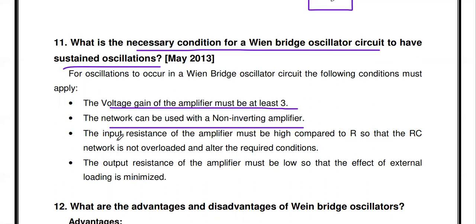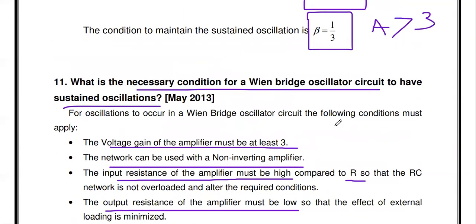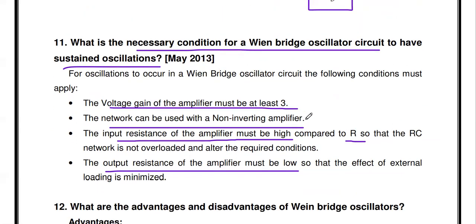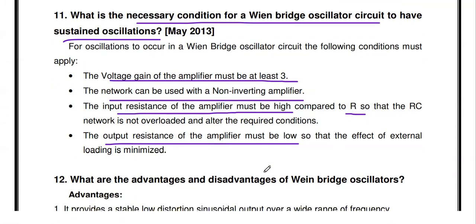Then the input resistance of the amplifier must be high compared to R. That is why the overloading problem does not occur in the Wein bridge oscillator. And the output resistance of the amplifier must be low. So these are all the necessary conditions for Wein bridge oscillator to have a sustained oscillation. Gain is greater than 3, or beta is 1 by 3. The network can be non-inverting. Input impedance is very high. Output resistance should be low.